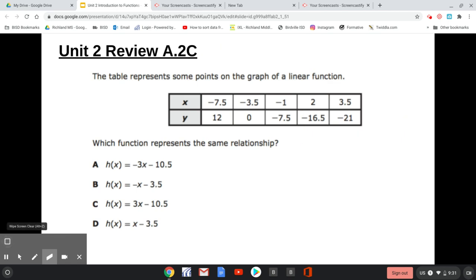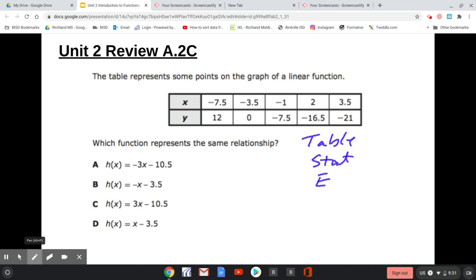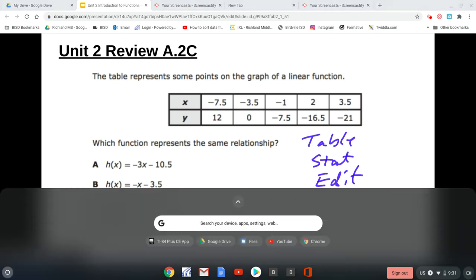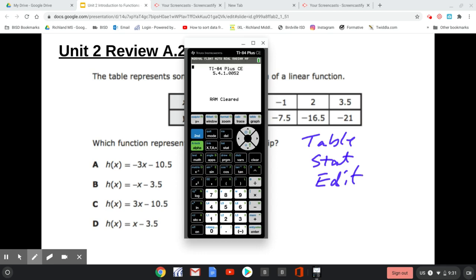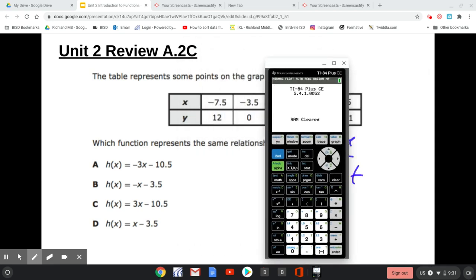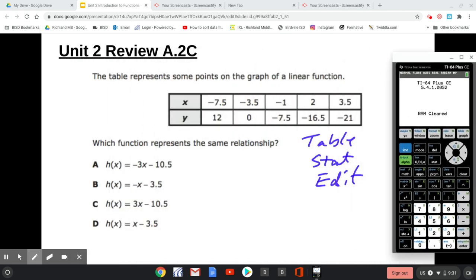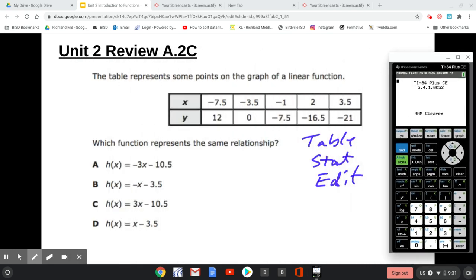This table represents some points on the graph of a linear function. Which function represents the same relationship? Well, we have a table, and that means we're going to use stat edit. So I'm going to pull up the calculator. Let's move it over here. And it's already cleared, so I'm going to hit stat. I'm going to hit enter. And now I'm going to put in my table.